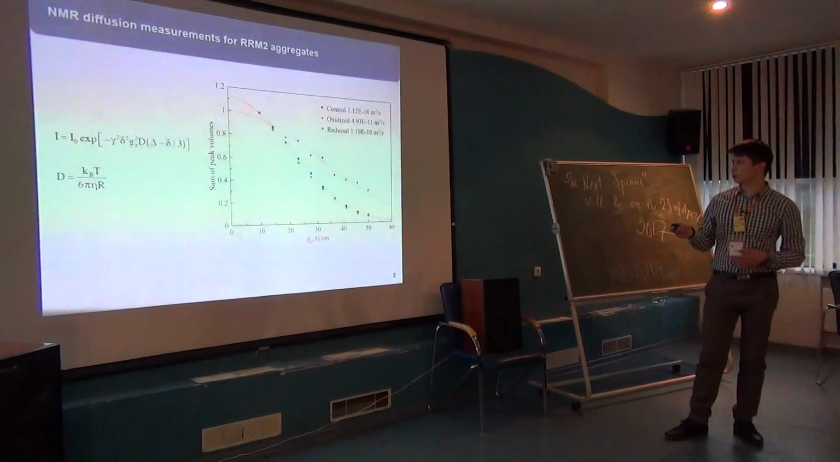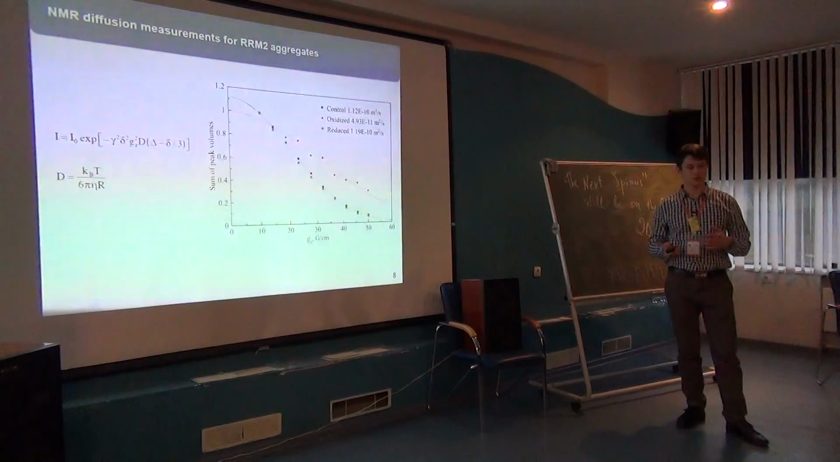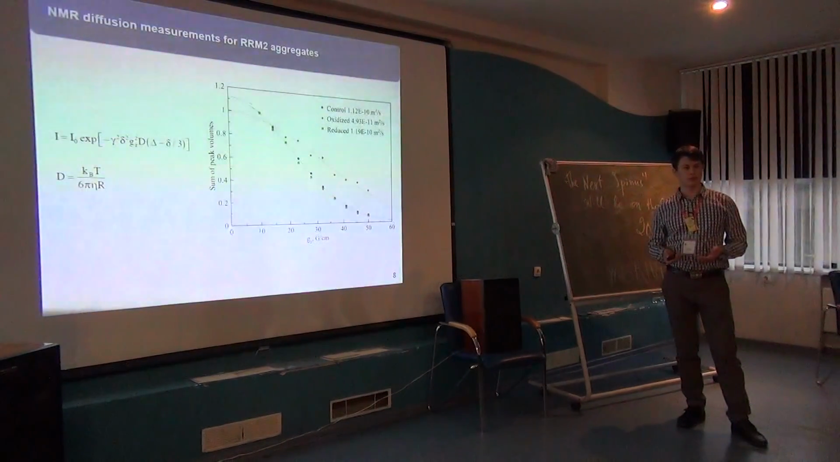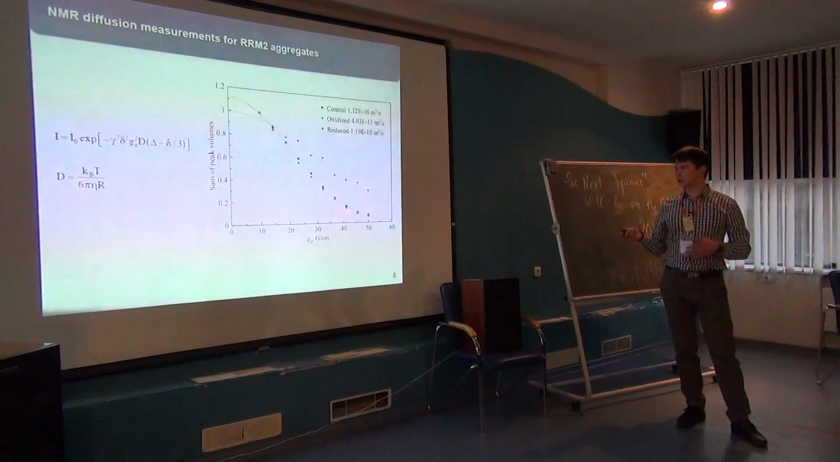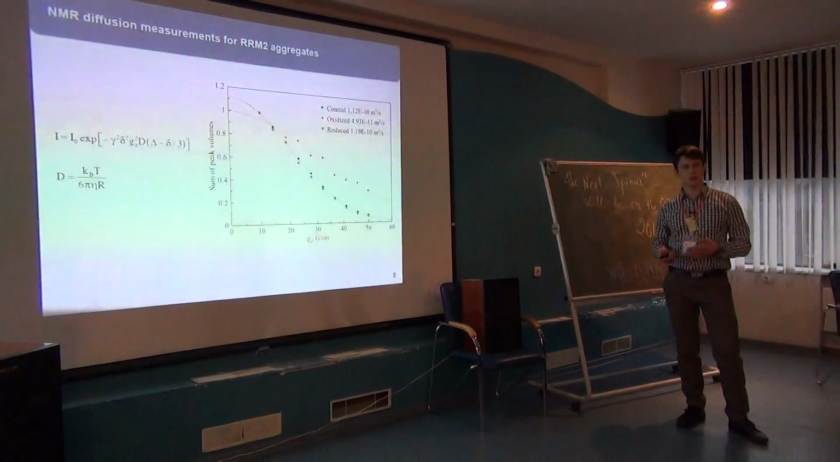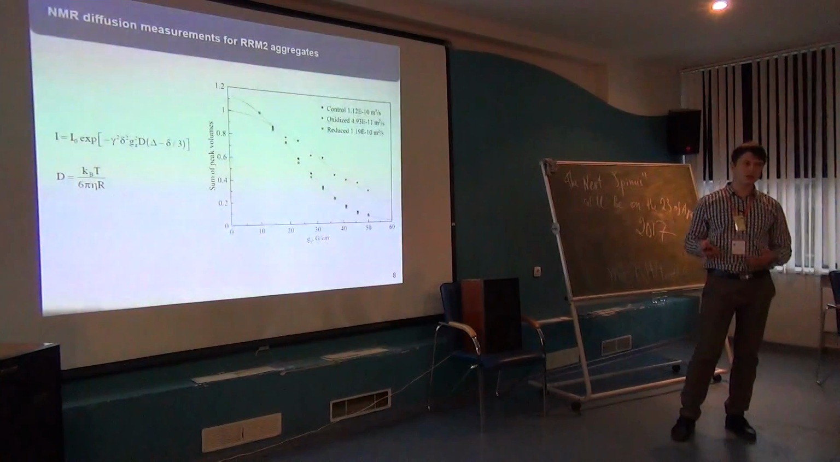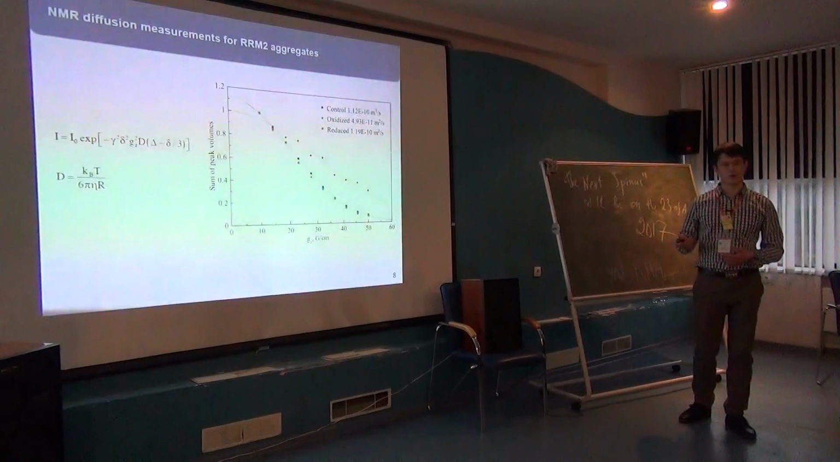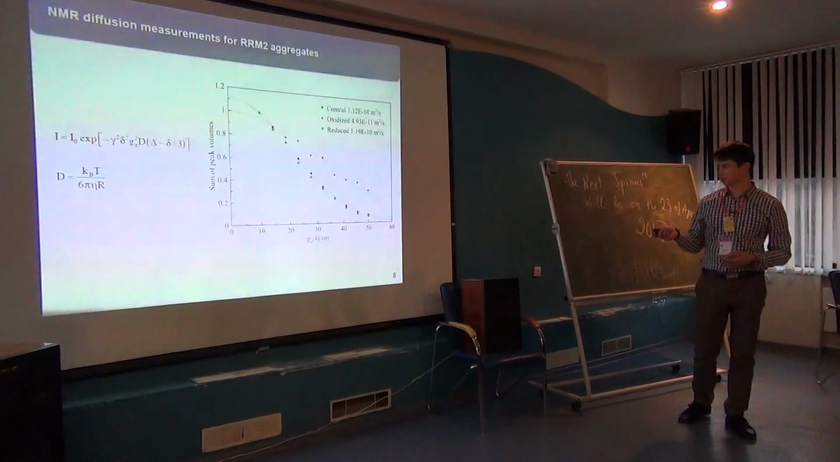Here I want to mention that for the control and reduced samples, we can see that the diffusion is the same, but from DLS we have a different result. And it's also consistent, because for the reduced sample we measured the diffusion for the peaks assigned to monomers. We don't see the peaks from aggregates in the reduced sample.